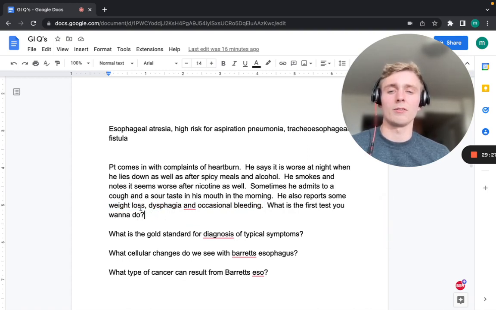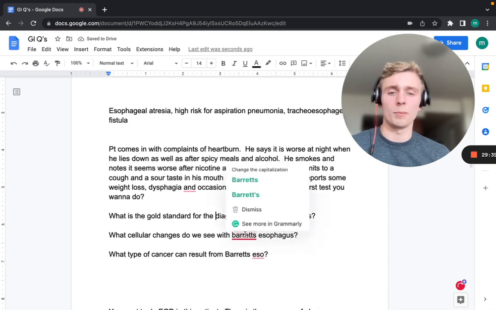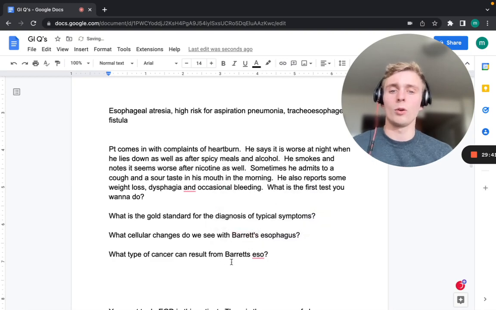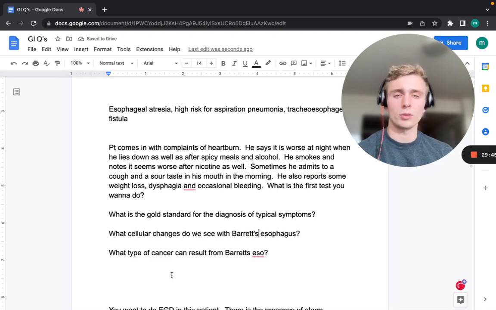So taking all that in the vignette, some typical things, some atypical things, what is the first test you want to do? What is the gold standard for the diagnosis of typical symptoms? What cellular changes do you see with Barrett's esophagus? It's important to know. And also importantly, what type of cancer can result from Barrett's esophagus?